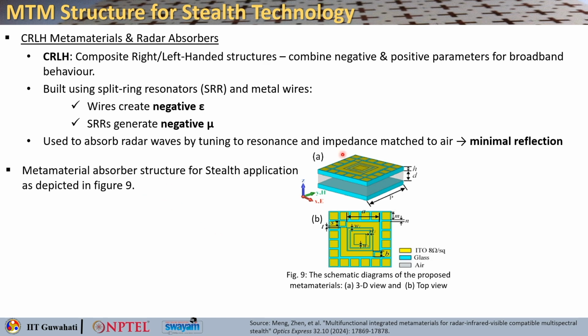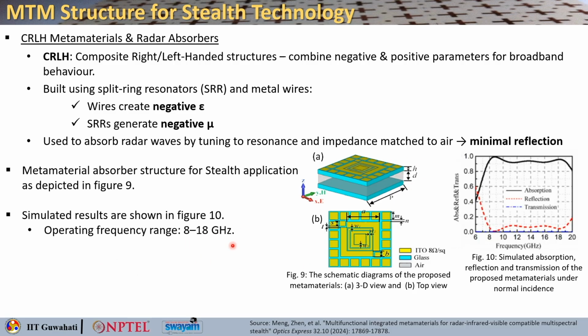So a metamaterial absorber for stealth application typically looks like this. Here it is designed for an operating frequency of 8 to 18 gigahertz. It is basically an ITO pattern on top of a glass substrate. The glass substrate has a thickness of 0.3 mm, dielectric constant of 4.6, and loss tangent of 0.015. There is an air layer in between, whose thickness D is 1.8 mm. So you can see the entire metamaterial structure is roughly around 2.4 mm.